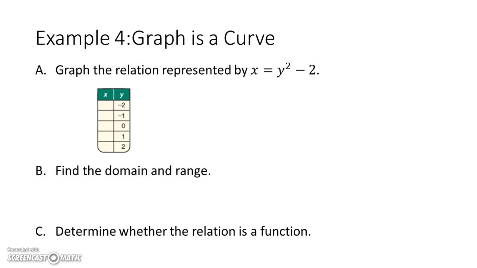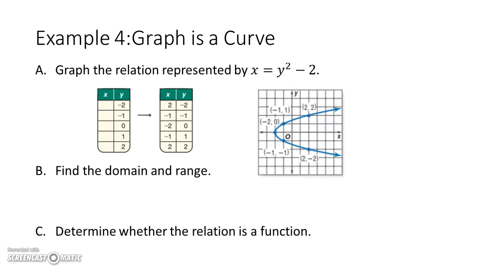Then we're going to substitute these into x equals y squared minus 2, and we get 2, negative 2, negative 1, negative 1, negative 2, 0, negative 1, 1, 2, 2. Then we're going to graph it. So this is what our curve looks like.